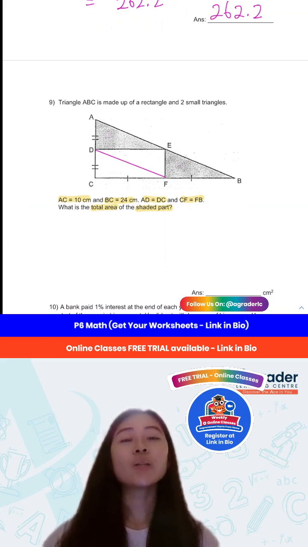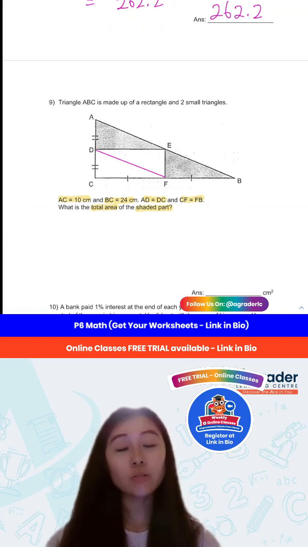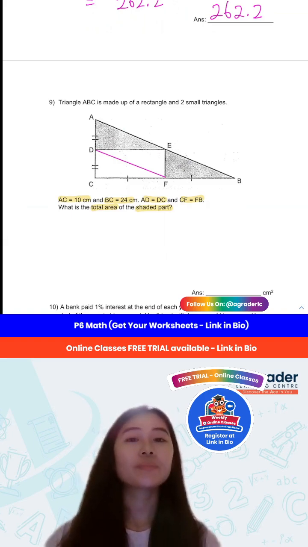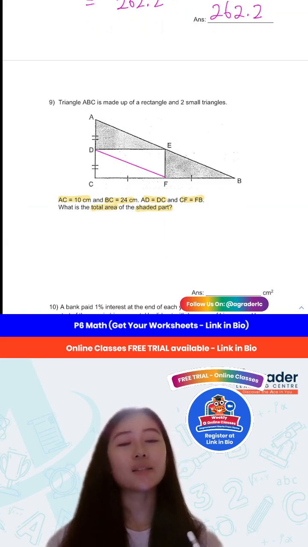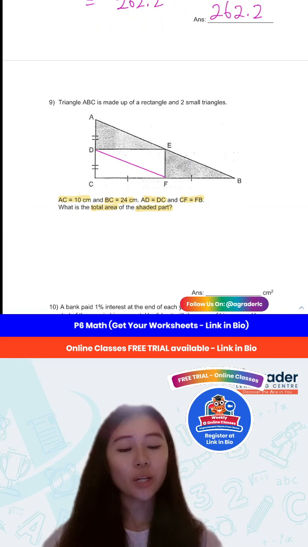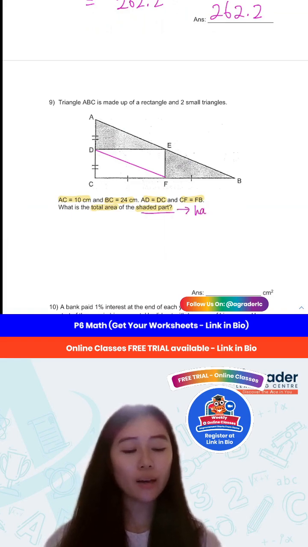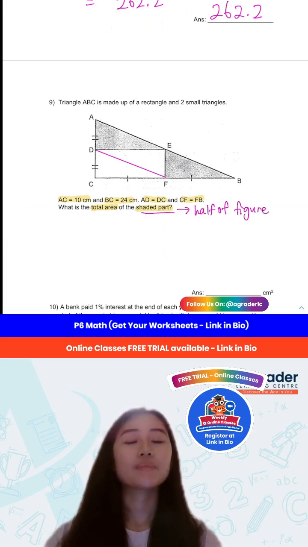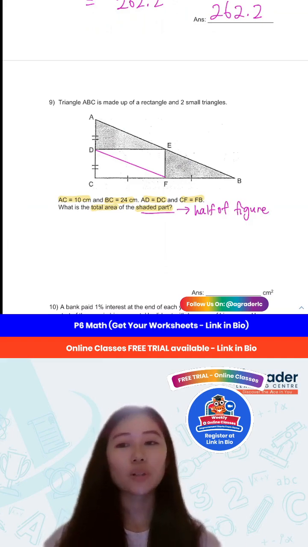If you want to find the shaded part, it is made up of 2 triangles. Then the unshaded part is also made up of 2 triangles. So this means that the shaded part takes up half of the diagram, and the unshaded part is the other half. So now you know that the shaded part is half of the figure. So let's find the total area first, then we find half of the figure.